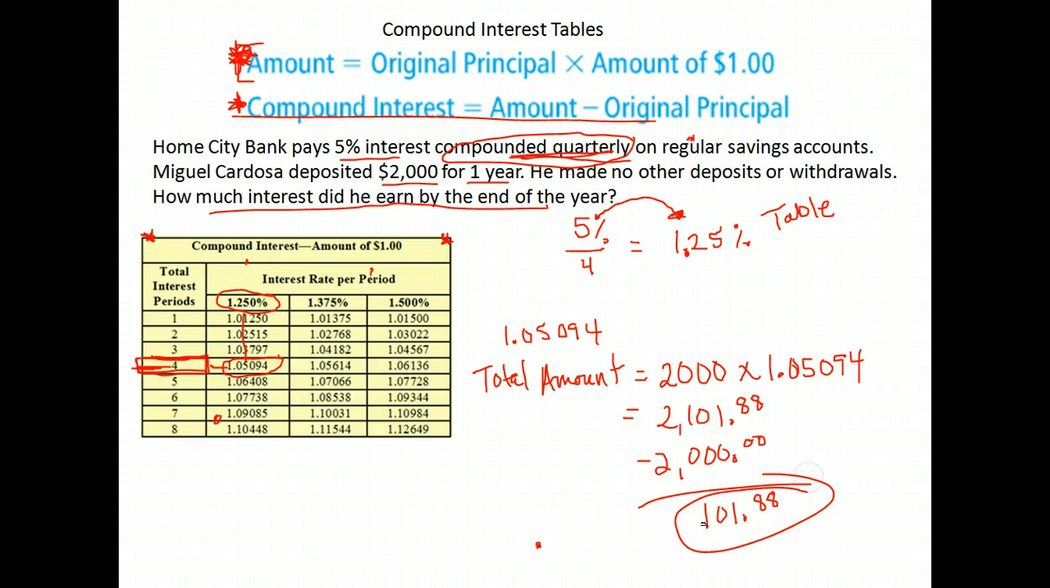And it looks like it's $101.88. Okay. So these are multi-step problems. It's important to take notes and have these steps down somewhere so that as you go through another problem, you have them.